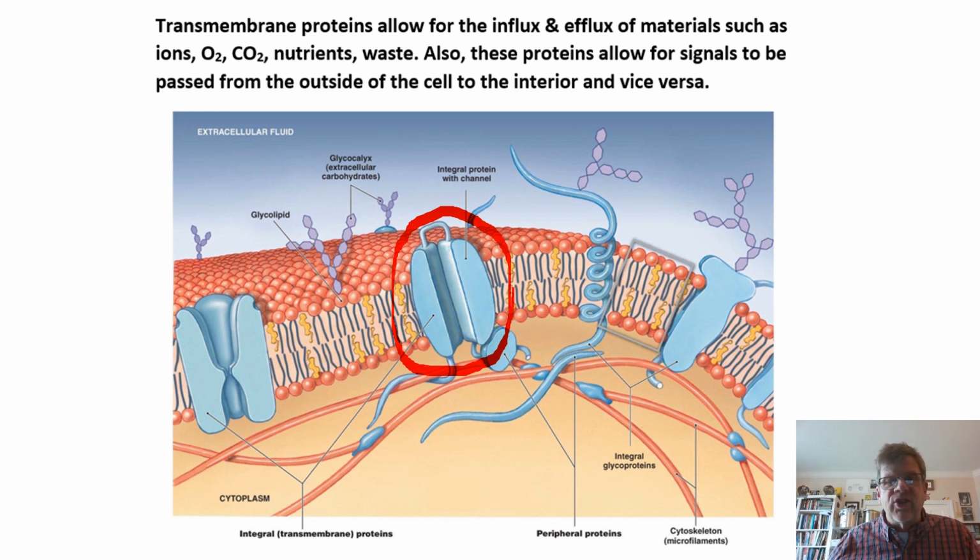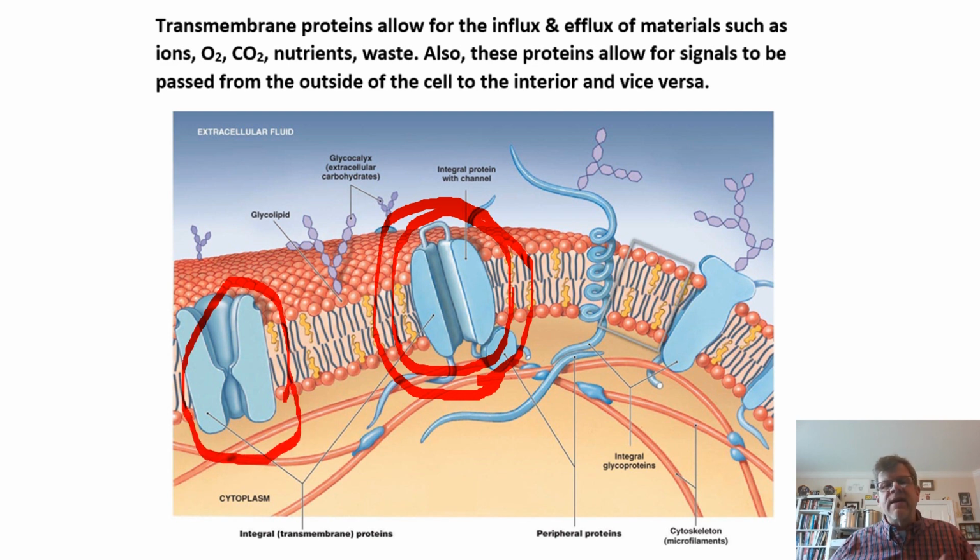So this channel protein, right here, might deliver specifically sodium ion or something like that, and that's the only thing it would ever deliver. It excludes everything else. This channel protein over here might be specific for allowing the efflux of waste products such as carbon dioxide, but it's specific only for that. So we have this controlled ability to allow the influx and efflux only of what is necessary for the survival of the cell and the internal organelles of the cell.